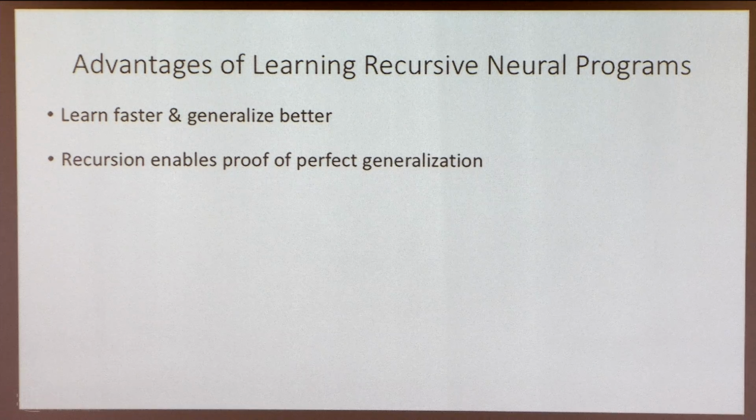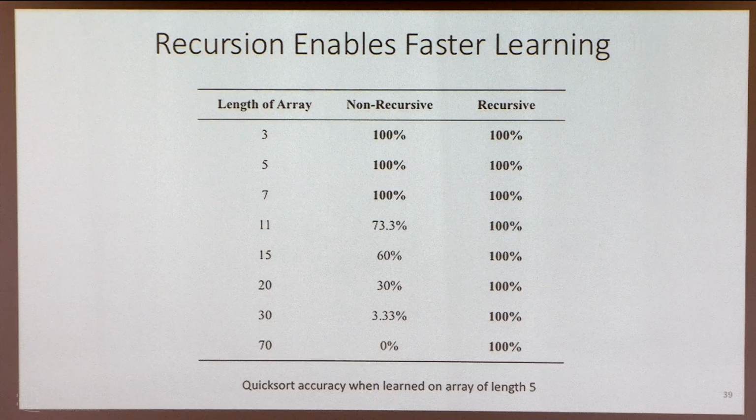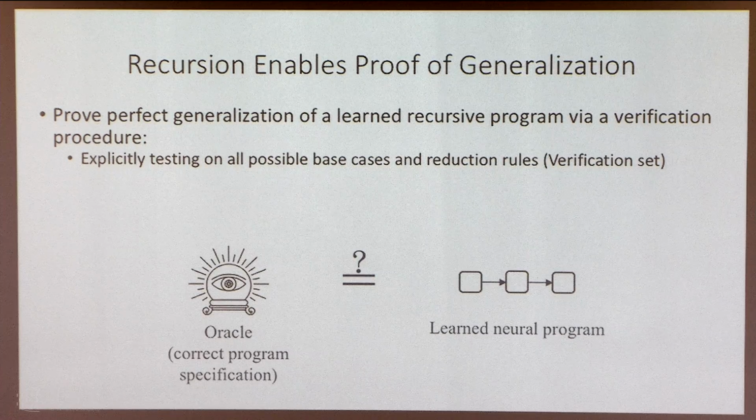One is that recursive neural programs learn much faster and generalize better. And also, more importantly, recursion enables a proof of perfect generalization when the neural program learns perfect generalization. Here's an example comparing to previous approaches. When we learn a recursive neural program with the same training set, we can generalize much better. And also, this recursion structure is really the key to being able to provide a proof of perfect generalization of the learned recursive program.